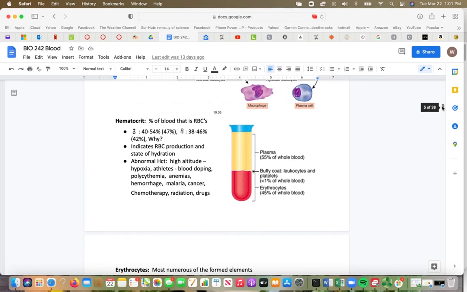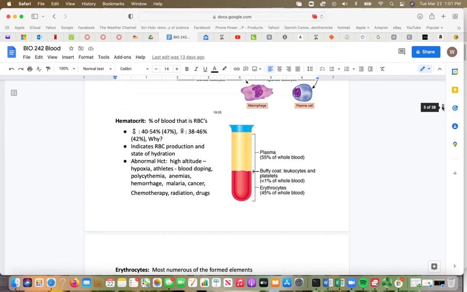So we have too many red blood cells to have it be practical to actually count them, and you'd have to remove them from the patient, which isn't good either. So instead what we do is a hematocrit, which is going to look at the percentage of the blood that's actually red blood cells. So in a male, we have between 40 and 54%. In a female, we have 38 to 46%. So why look at this? It can give us an indication of the status of red blood cell production, how hydrated we are.